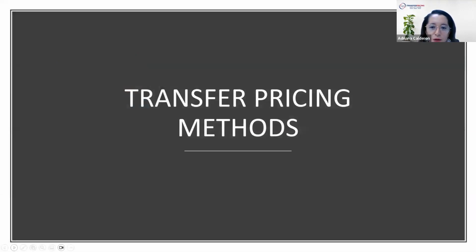Which is transfer pricing methods. We will first start with a brief overview of both types of methods and give some examples, and then Hon Chuan and I will hold a discussion on what we believe are the benefits and the challenges.